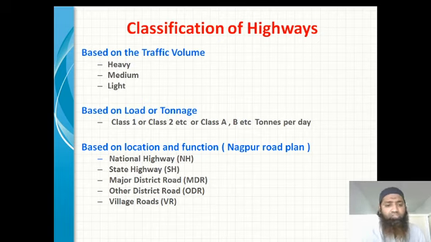Now let us see, based on location and function, the Nagpur road plan, which was formed in 1934. Under that road plan, the national highways, state highways, district roads and everything have been specifically mentioned: what will come under national highway, which roads will come under state highway, and which under the major district road, other district roads and village roads. They have been specified which road will come under which.